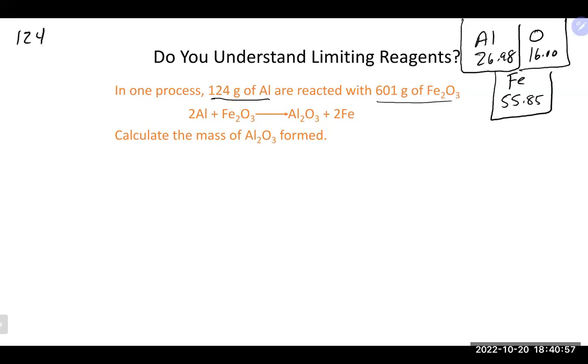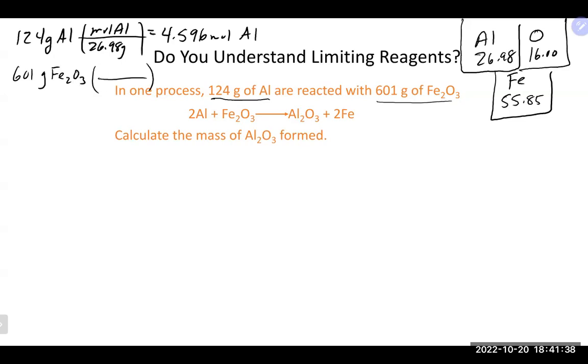So I'm going to take the 124 grams of aluminum. I'm going to divide by the molar mass from the periodic table. And that will give me for aluminum 124 divided by 26.98. Looks like a 4.596 moles of aluminum. We're also going to convert our 601 grams of iron 3 oxide into moles, and molar mass of that would be 2 times 55.85 plus 3 times 16. Looks like 159.7 grams per mole. So 601 divided by 159.7, gets me 3.763.